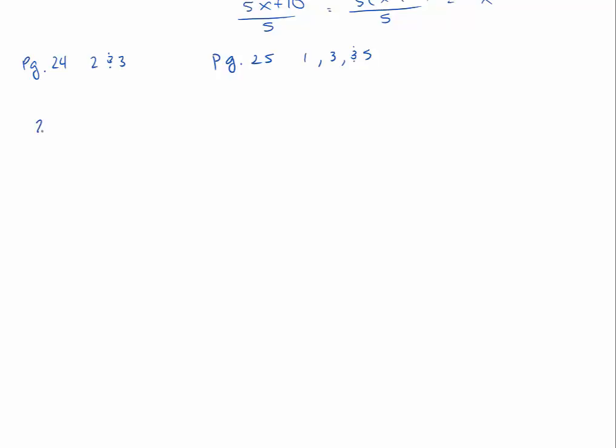So number 2 that we're going to do on page 24. Number 2 says 2x times 10y plus 7x.